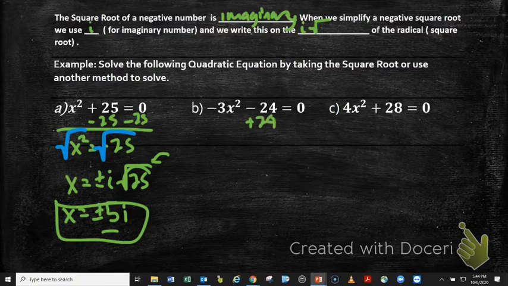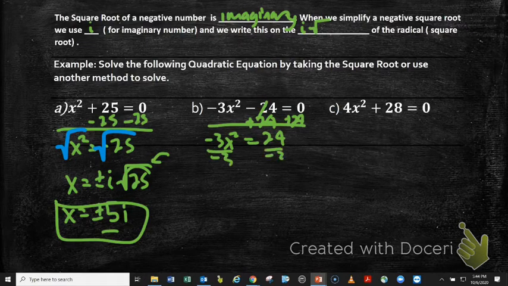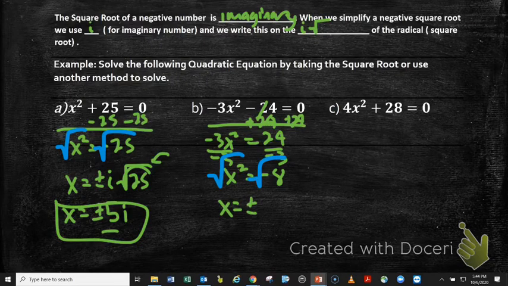In this example, we would add 24 to both sides, and then we would divide by -3. We get x squared equals -8. Once again, we're going to have an imaginary solution, and we get x equals plus or minus. Since I have a negative sign, I'm going to bring that outside and denote that with the letter i. And then I have the square root of 8.